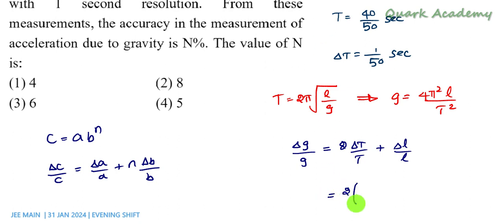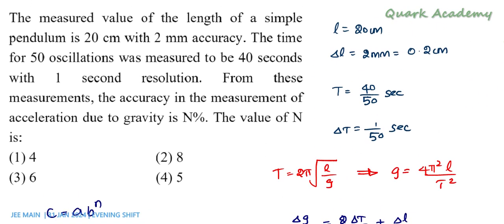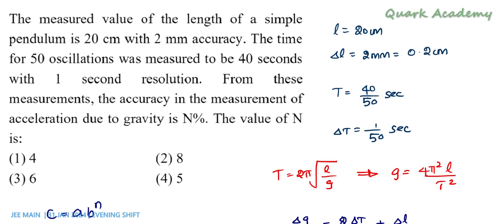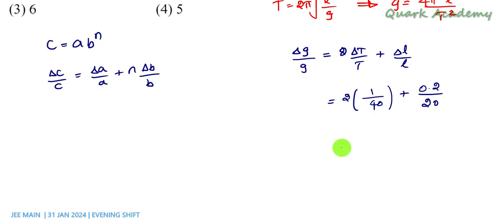So 2 into delta T by T. So T is there, delta T is there. If I write, I will get 1 by 40. So that both the terms have 50 in the denominator, that will get cancelled. Plus delta L by L, 0.2 by 20. So L and delta L. We simplify this, we'll get 1.2 by 20.